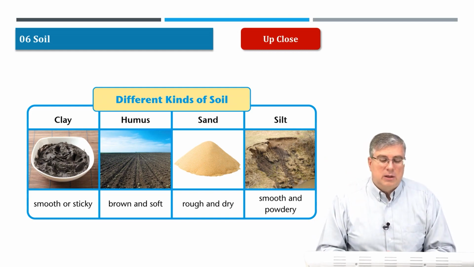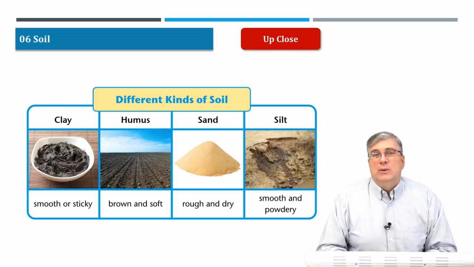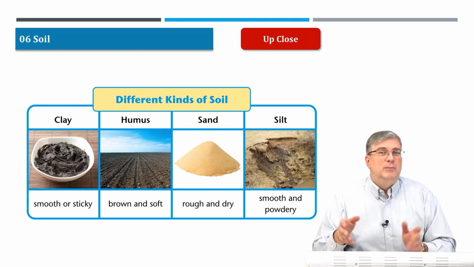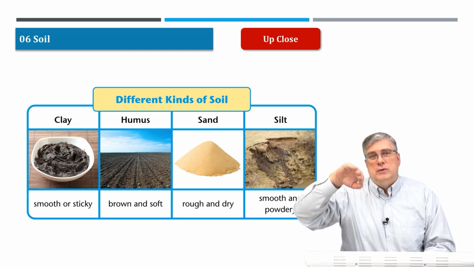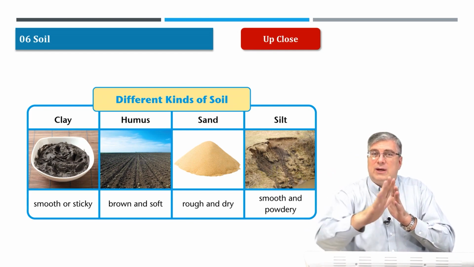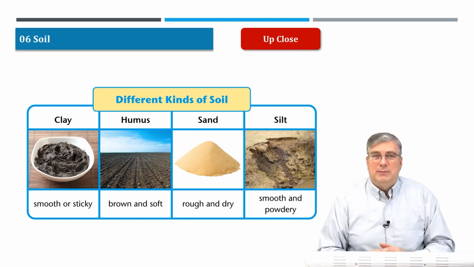So the plants can't get water. Sand is rough and dry. Sand is what we find in the desert. If you go to the Sahara Desert, you can see very beautiful pictures of the sand dunes. They're very beautiful. And the wind will shape the dunes into very nice, beautiful shapes.